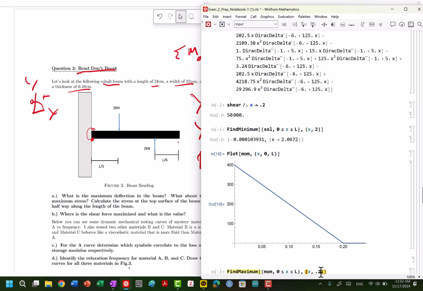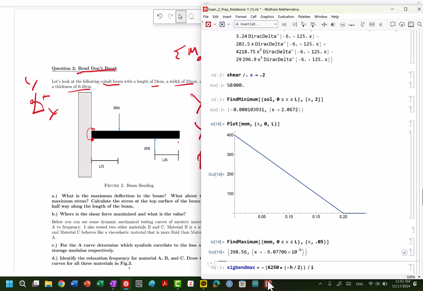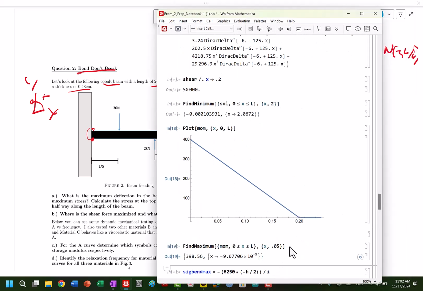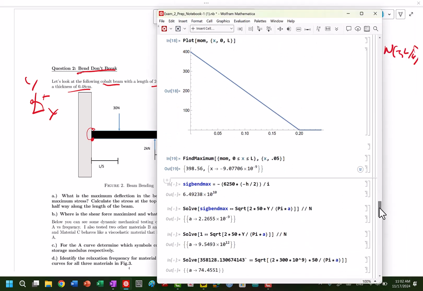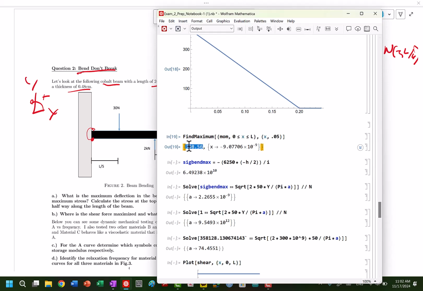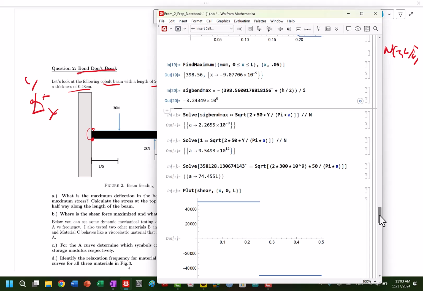Let's start at 0.05, start the search. So this would be my maximum moment, right at 0, which makes sense. There's no moment at the end there. Let's go ahead. I'm just going to plug that into minus my moment times h/2. And it is negative. Does that make sense? Yes, because the top of the beam is going to be in tension, or excuse me, in compression. So that's why the stress is negative. Told you, my brain isn't working.